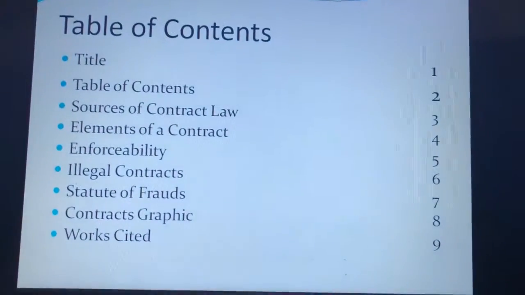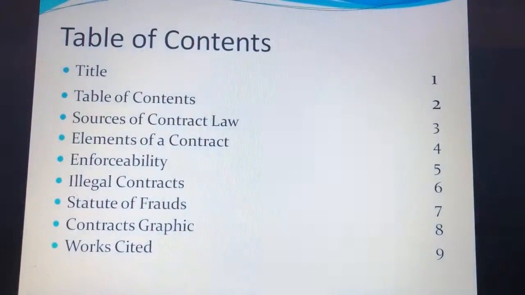Contracts play a giant role in businesses every day in every industry. Whether or not contracts are legal, however, is an important matter that needs to be addressed. In my presentation, I will include the elements that make a contract valid, contract enforceability, what makes a contract illegal, and the statute of frauds. Here's my table of contents that shows what I'll be talking about today.